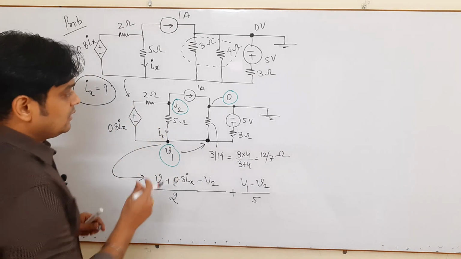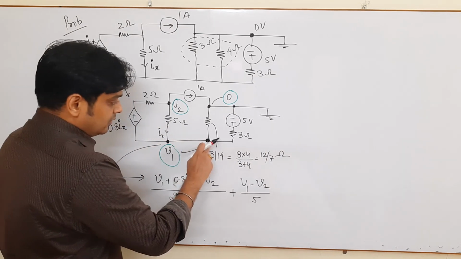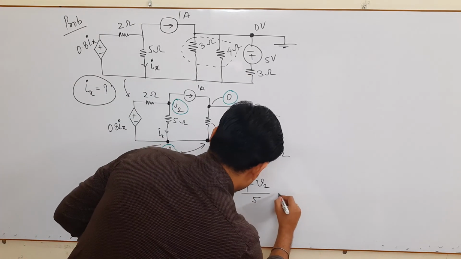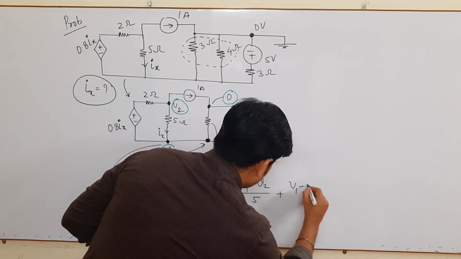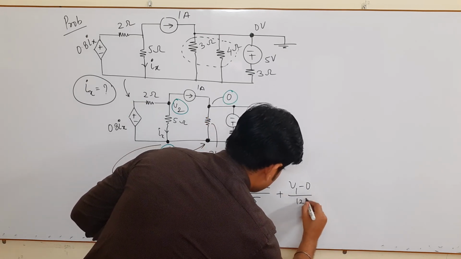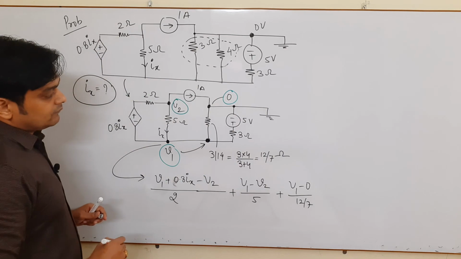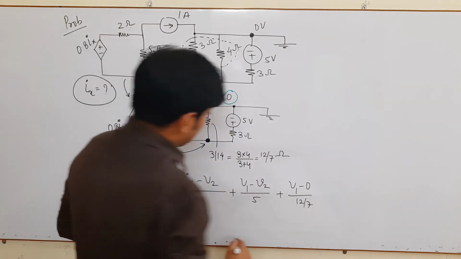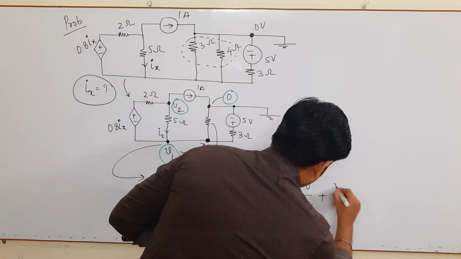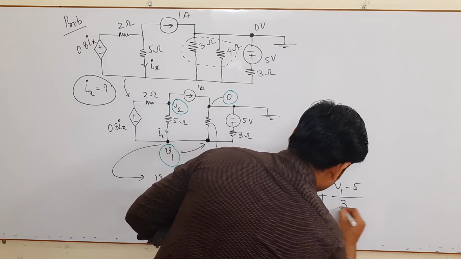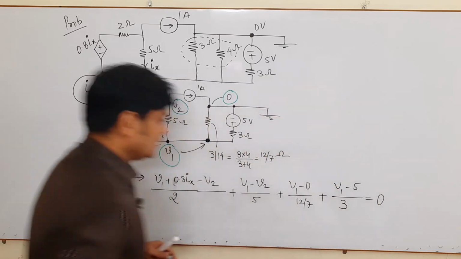Now come to here. This V1 is again V1 minus 0 upon your resistance 12 by 7. And if you talk about this branch, what is the current here? You can say it is V1 minus 5 divided by 3, and the sum is equal to 0. This is your first equation.